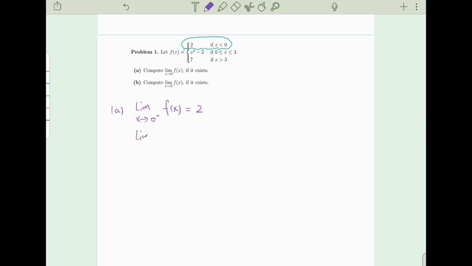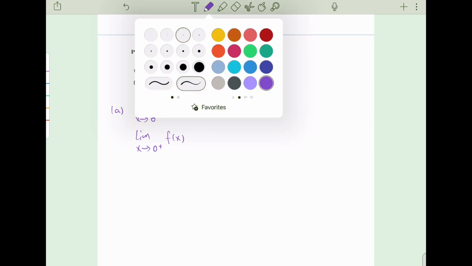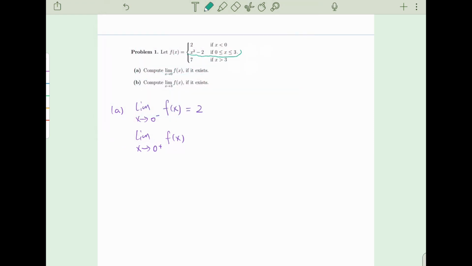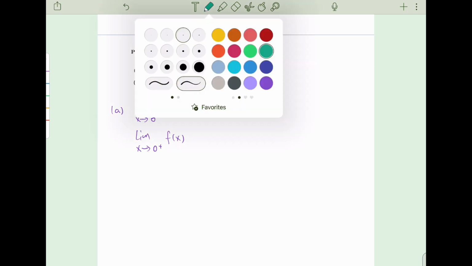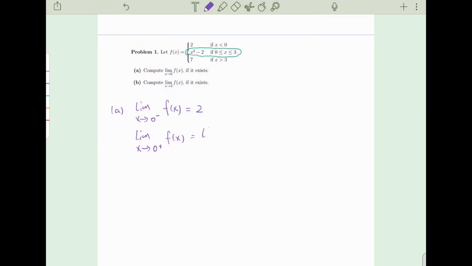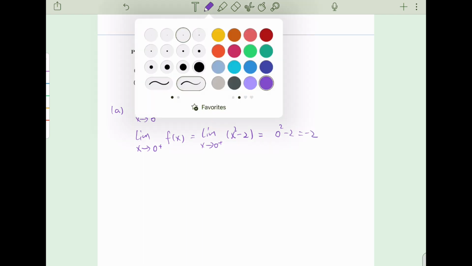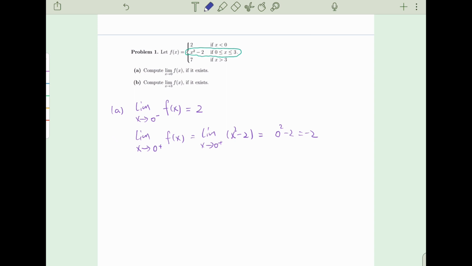We also need to look at the limit from the right side, that is 0 plus, f of x. Now we're going to take a look at the second expression here. It says when x is greater than 0 and less than 3, you use this expression. So on the right side of 0, we use the expression x squared minus 2. Now we can plug in 0 into this expression, so we have 0 squared minus 2, which is negative 2. So we now see that the limit from the left side is 2, while the limit from the right side is negative 2.